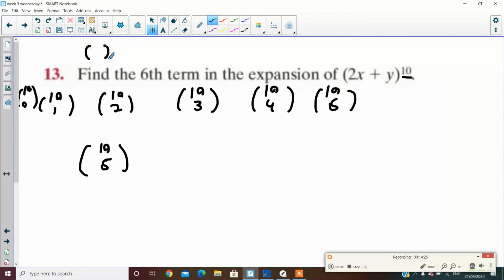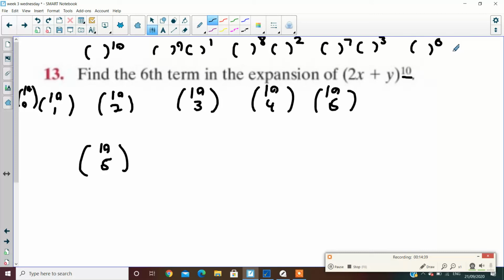Now what way do the powers work? The first one is blank to the power 10. The second one is blank 9, blank 1. The third one is blank 8, blank 2. Fourth one is 7, 3. Fifth one. So what's the 6th one then? The 6th one is the 5, 5 one.